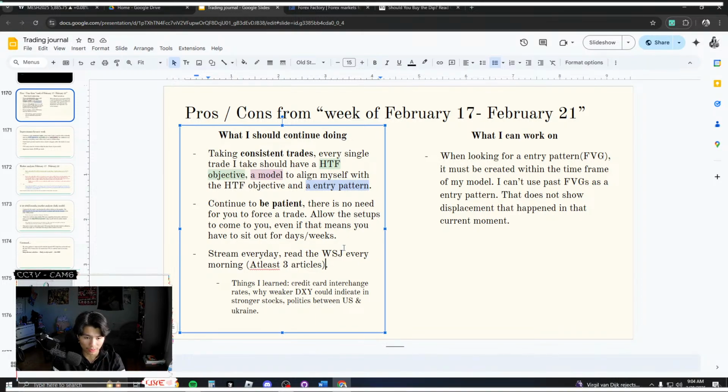Yeah, reading the Wall Street Journal every single day. Last week, I was able to have a basic understanding of credit card interchange rates, and why a weaker dollar could indicate stronger stocks. That idea is because if the dollar is cheap relative to another currency, that allows China, Russia, Canada, Mexico, all of the other countries to be able to buy our products at, I guess, a cheaper price almost.